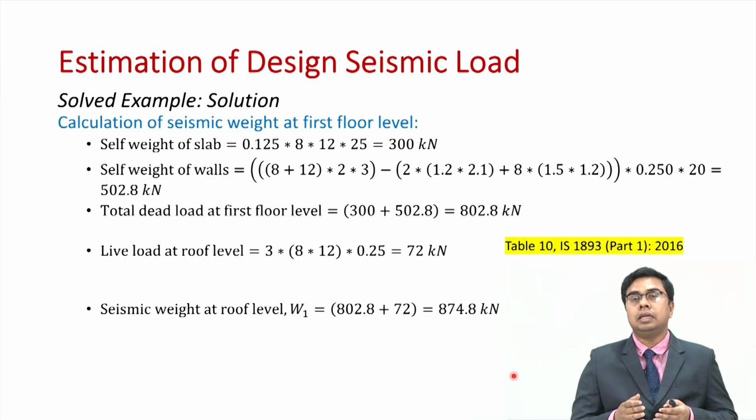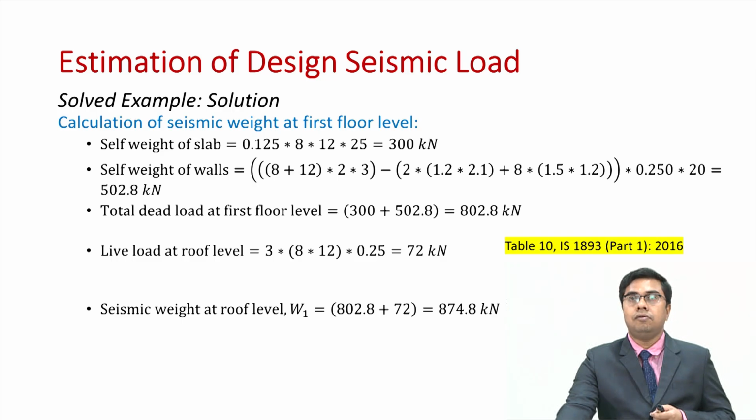The first step in calculating or estimating design seismic load is to estimate seismic weight of the building. Now we shall calculate the seismic weight of different floors differently. So for first floor level we have the self weight of slab calculated as shown over here. The slab is 125 mm thick, has dimensions of 8 meters by 12 meters in plan. The unit weight of concrete is 25 kN per meter cube, giving a self weight of slab as 300 kN.